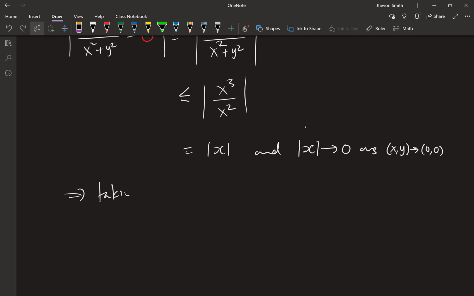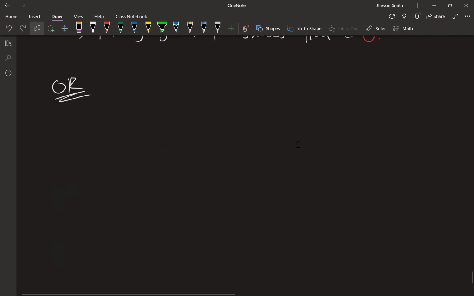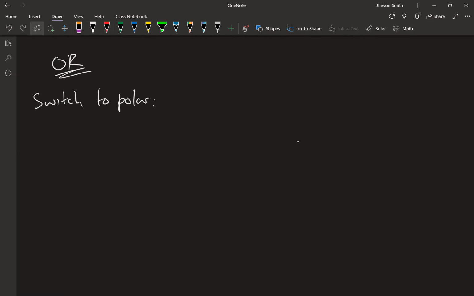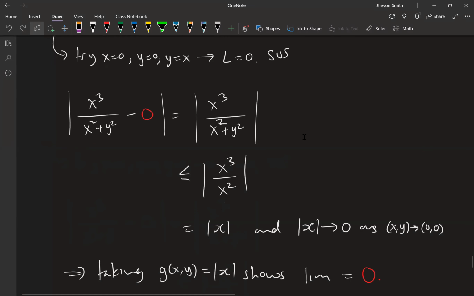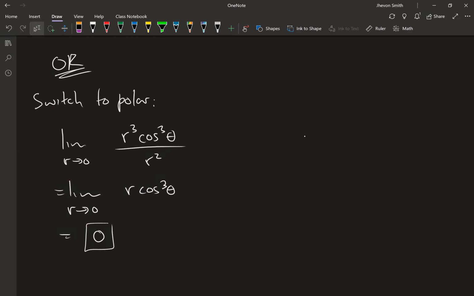So by the squeeze theorem, this shows the limit is equal to 0. Or you had another option here. You could switch to polar. You would get the limit as r approaches 0, with x cubed on top, so r cubed cosine cubed theta over r squared. This is just the limit as r approaches 0 of r cosine cubed theta. That's 0. So that limit actually exists.